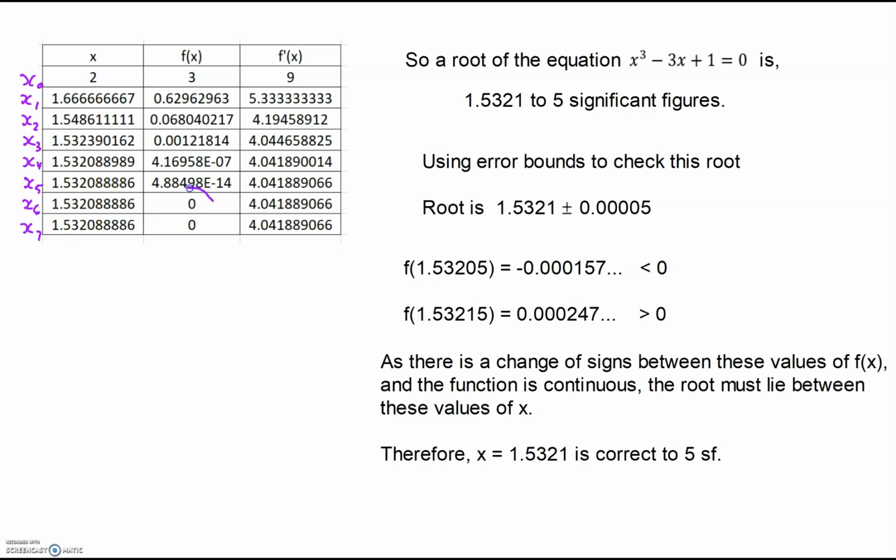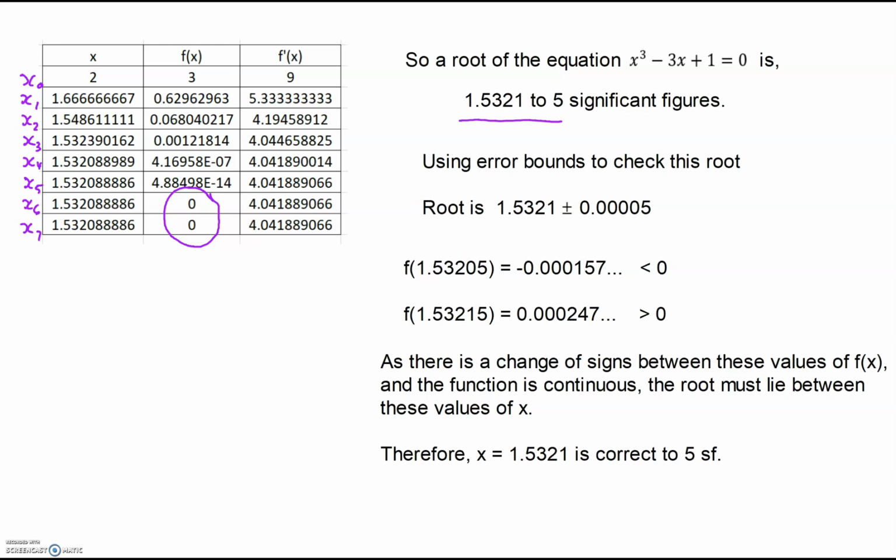And actually f of x here, although it isn't exactly 0, but the Excel spreadsheet can only give it to a certain number of decimal places, which shows that we get very, very close to a solution of our equation, because we want f of x to be 0, and although it isn't exact, it will be as exact as it can be on an Excel spreadsheet. So we can say that the root of the equation is 1.5321 to 5 significant figures.